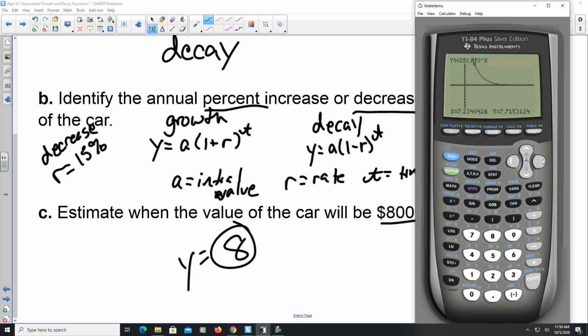All right, so about right around here. So I would say that y hits about 7.7, so I would say it'd be about 7 years. So about 7 years.